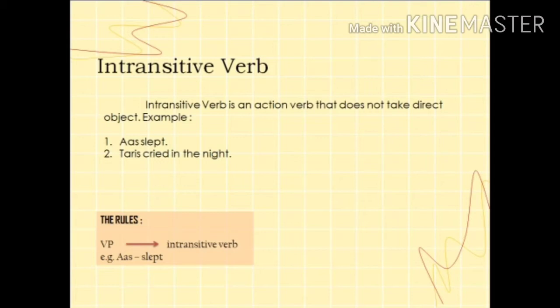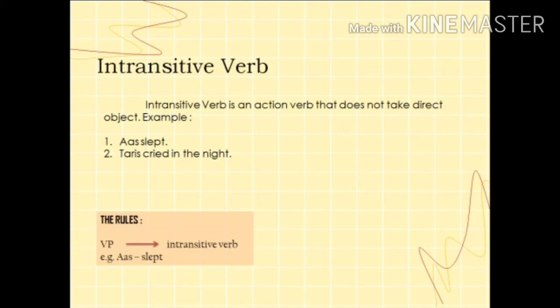And the second example, Tari cried in the night. Just like the first example, in this sentence, there is no direct object. This sentence just consists of subject, predicate, and adverb phrase, which the subject is Tari, predicate is cried, and the adverb phrase is in the night.